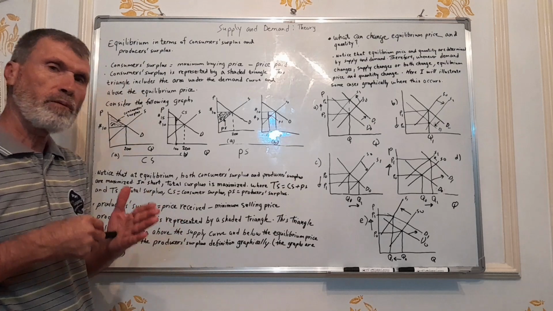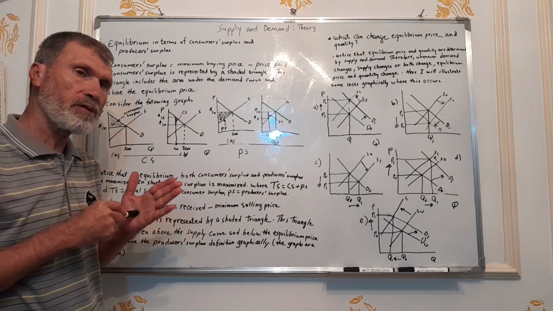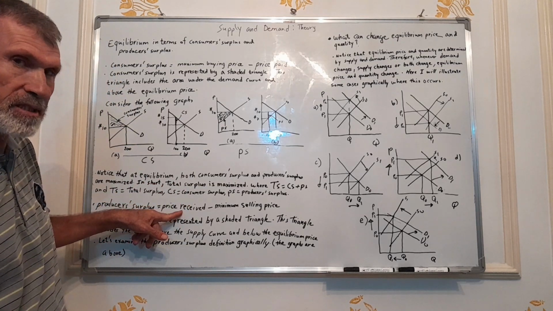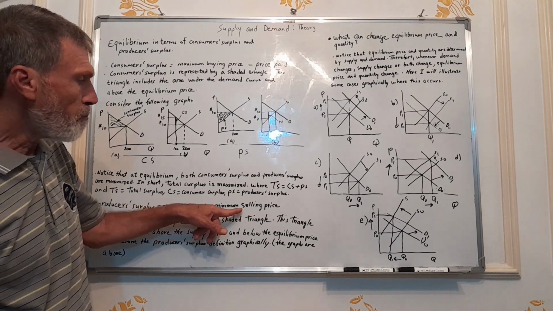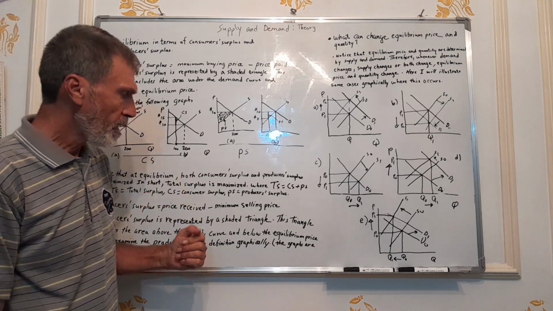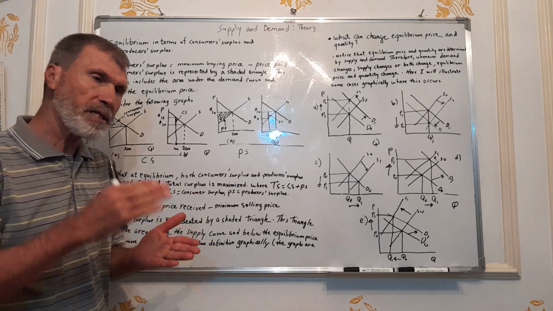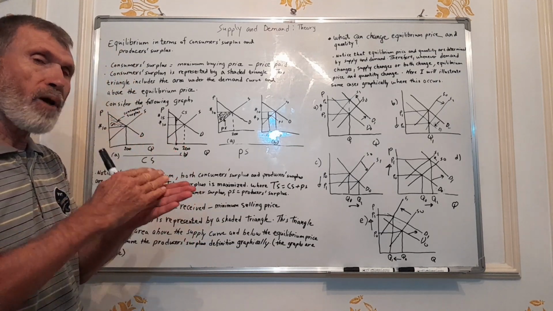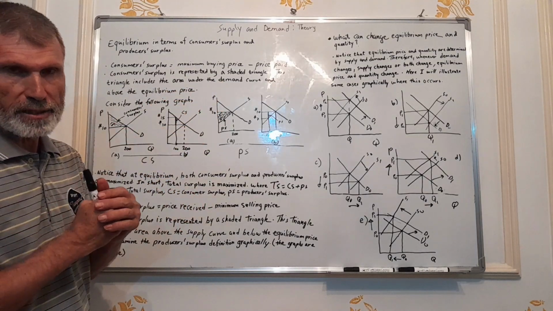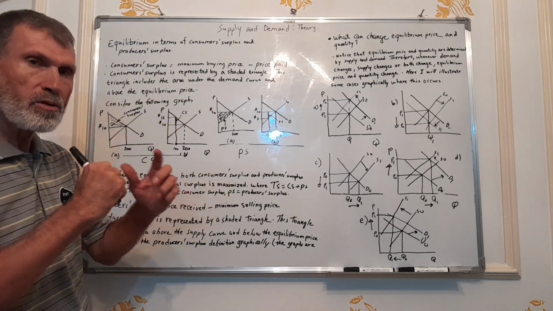Now we are going to talk about the producer surplus, which concerns producers, sellers. What do we mean when we say producer surplus? A producer surplus is the price actually received minus the minimum selling price. Graphically, we can represent this by the area above the supply curve and below the equilibrium price. So it is the triangle area above the supply curve and below the equilibrium price.